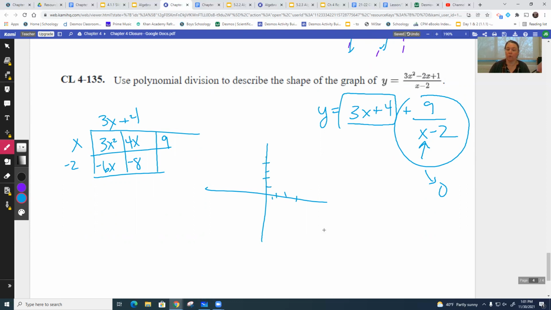So 1, 2, 3, 4. Here's 4 and a slope of 3 over 1. So overall, my graph is going to look like this. But it's going to end up having a kind of hole at 2. Could we also have factored this? Let's see, does that factor? I put a negative 1 here. No, it doesn't end up factoring. But the end behavior is going to head towards this 3x plus 4. All right, so I hope that helped with the closure.